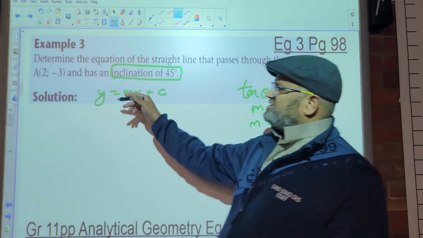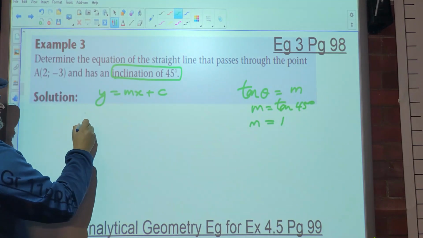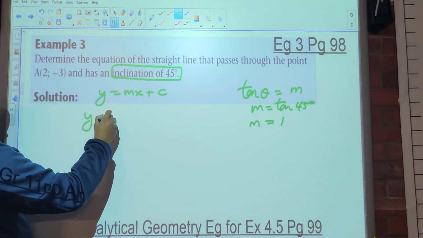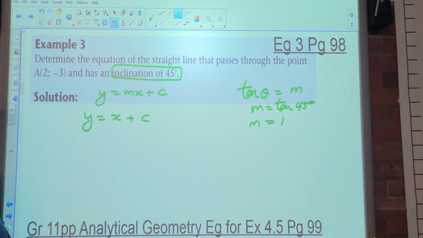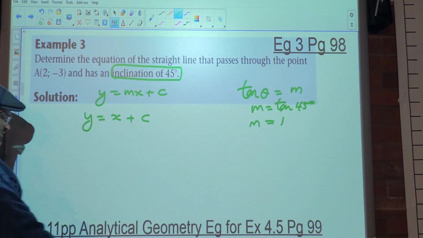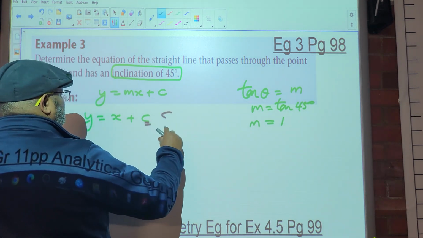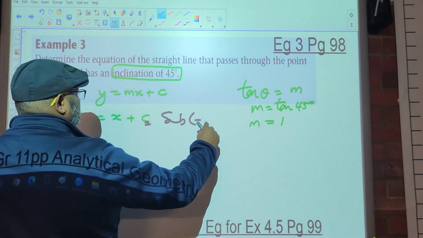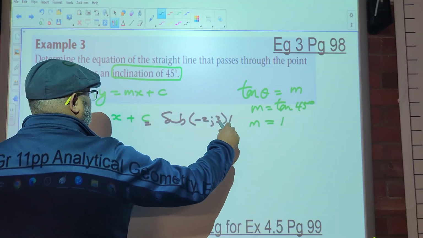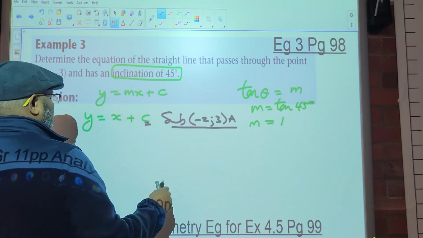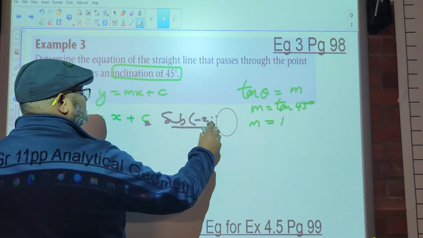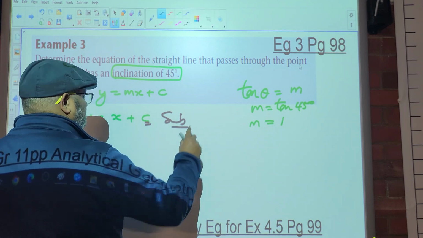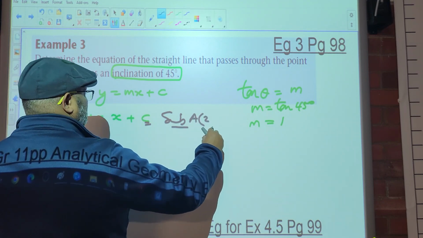So now I can sub this into this formula. So what's my equation now? y = x + c, or 1x + c. What do I do now? Now we can substitute, to solve for c. We're going to substitute A, which is (2, -3).